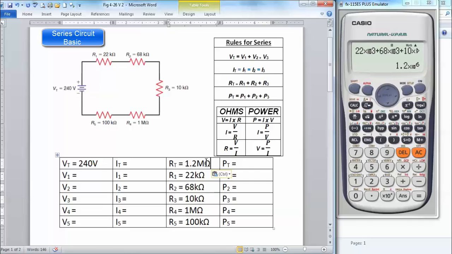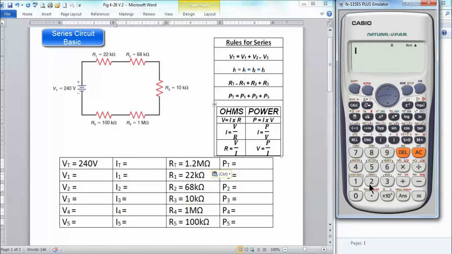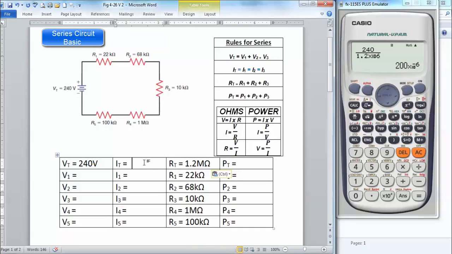Now that we have our total resistance, remember that we're always going to save power till last. If we can get 2 of 3 out of these 3 columns, we can solve for the third. So we have our VT and our RT now. So our IT is going to be equal to our VT divided by our RT, and our VT is 240 volts over our RT that we just calculated, and that tells me that I have a total current of 200 microamps.